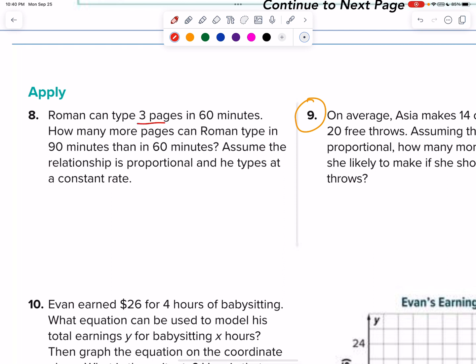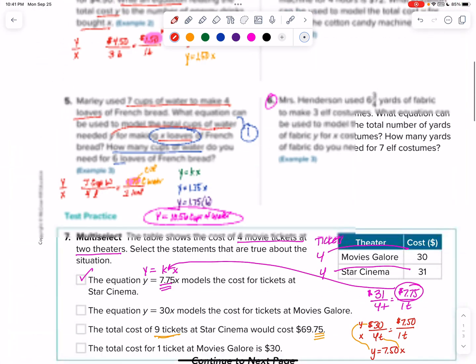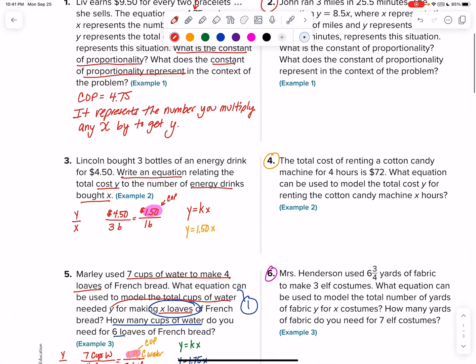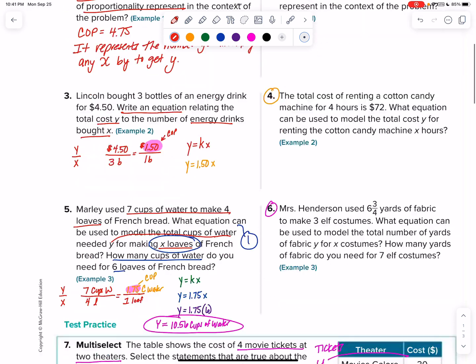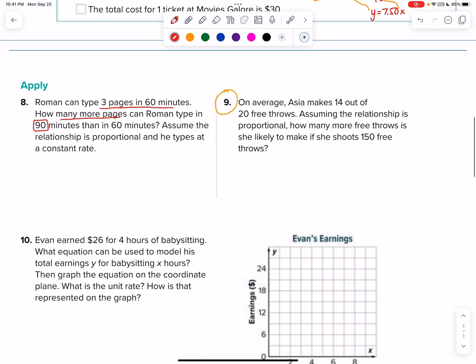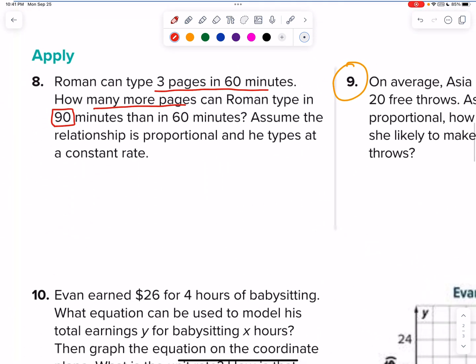Roman can type 3 pages in 60 minutes. There's a ratio for you. How many more pages can he type in 90 minutes, okay, than that original? So this is very similar to our how much more that we did. Where was that? In our notes, actually. Okay, let's go ahead and set this up.